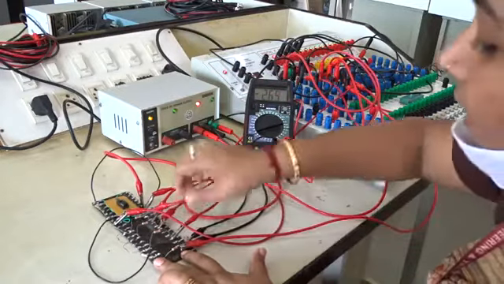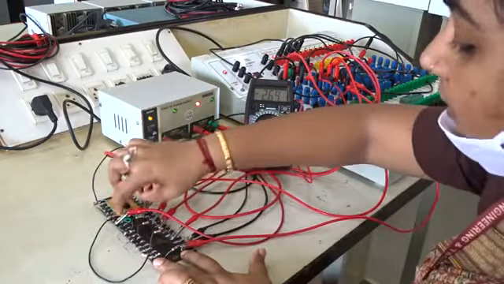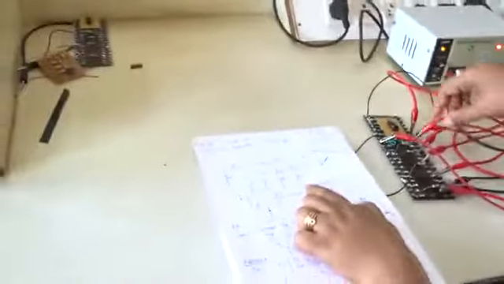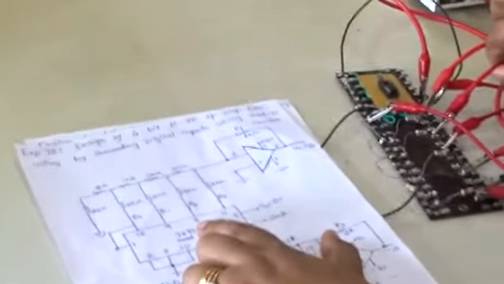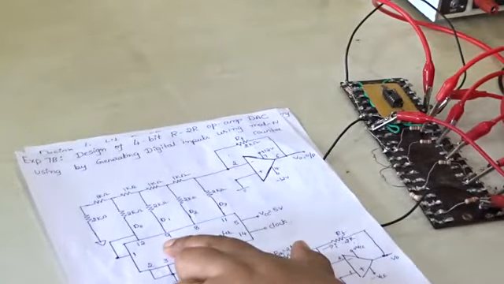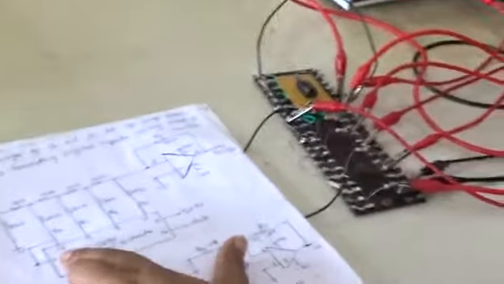Then here the first R-2R inputs are nothing but D3, D2, D1, D0. D3 is taken from the 11th pin, D2 from the 8th pin, D1 from the 9th pin, and D0 from the 12th pin. So that is from the digital trainer kit.